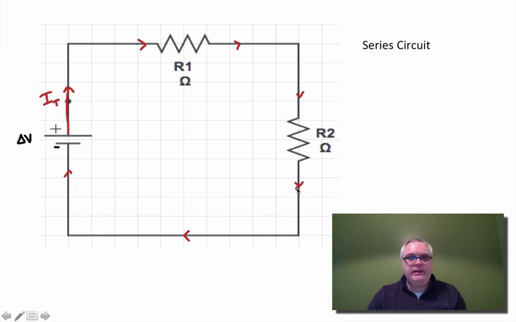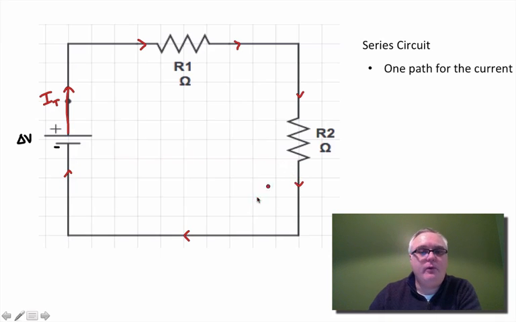But what you can see is that in a series circuit, there's only one path for the current to take. So the current in this resistor is the same as the current in this resistor, and it's the same as the current in the battery, right? There's only one path for the current to take.